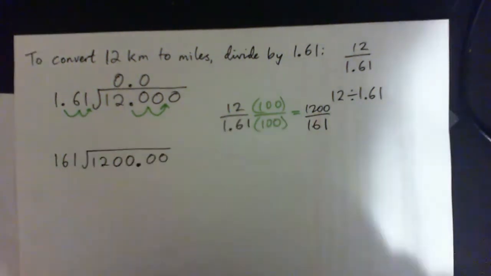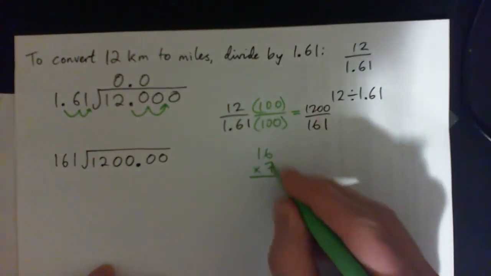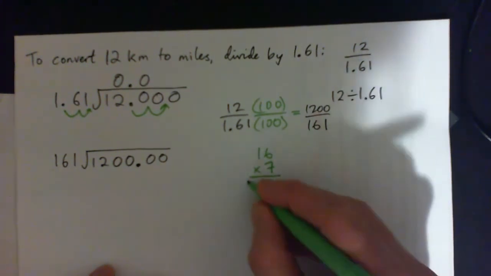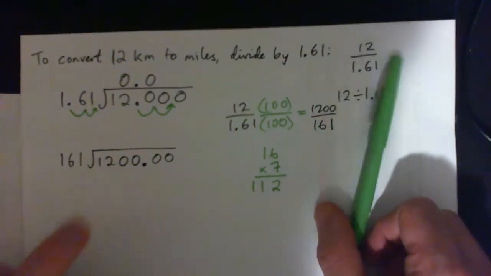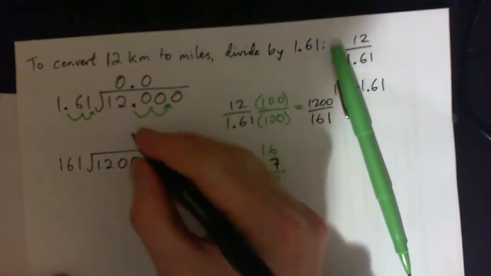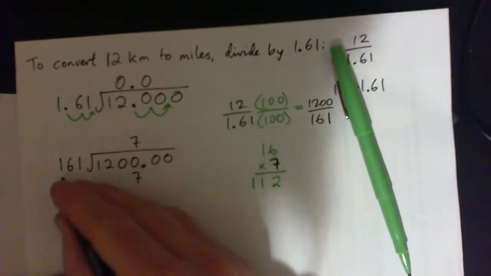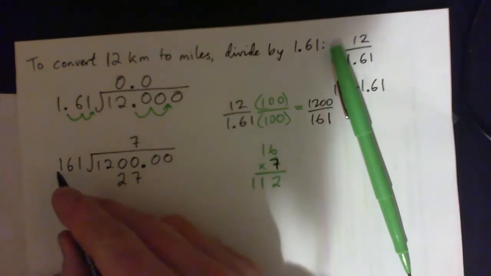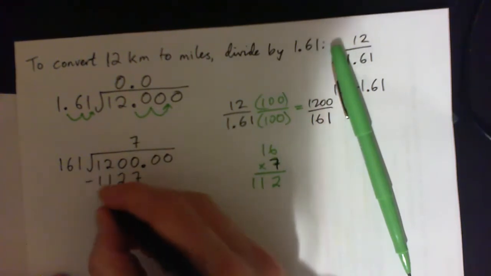I'm going to guess 7. So I'm going to go 16 times 7. I'm just going to multiply it over here and see what I get. 7 times 6, 42. Carry the 4. 7 times 1 is 7, and 4 is 11. So that looks good. That's 112, right? So 161 into 1200 goes about 7 times. 7 times 1 is 7. 7 times 6, 42. Carry the 4. 7 times 1 is 7, and 4 is 11. Okay? And now subtract and see what we get.